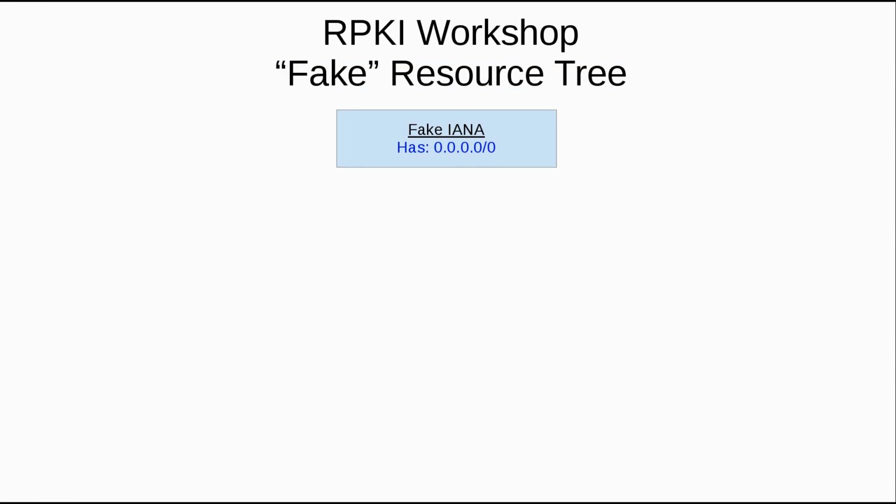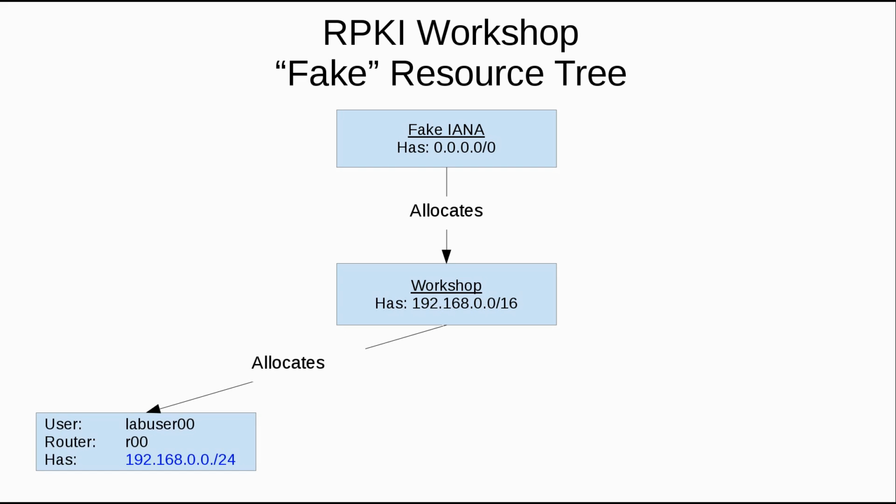In our workshop demonstration, we've set up a fake IANA root that has the entire IPv4 address space, in other words 0.0.0.0/0, the entire space. From there, we set up an allocation to a holder called the workshop. It has 192.168.0.0/16 allocated to it. So it has an entire /16 prefix allocated to the workshop space. Because this is a dummy environment, you are welcome to go in and play with adding new allocations from IANA to the workshop.